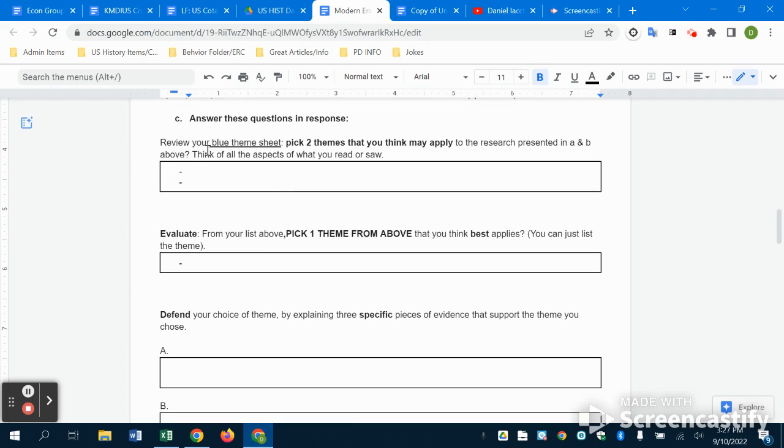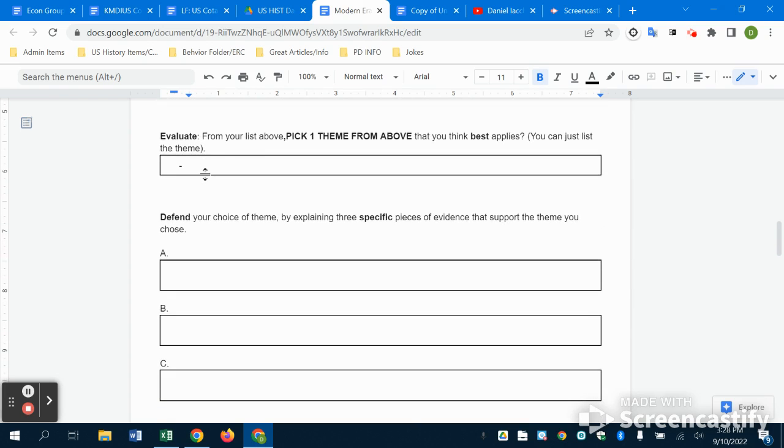Step 1, review your blue theme sheet. Pick 2 themes that you think may apply to the research presented above. Think of all the aspects of what you read or saw, and write those 2 in here now. Then we are going to go to evaluate. From your list, pick 1 theme from above that you think best applies. You can just list the theme right here.